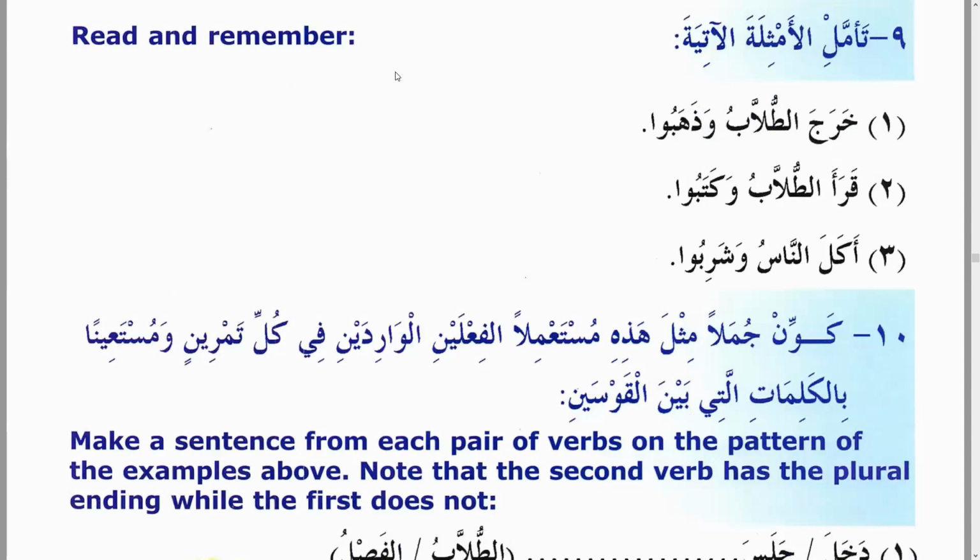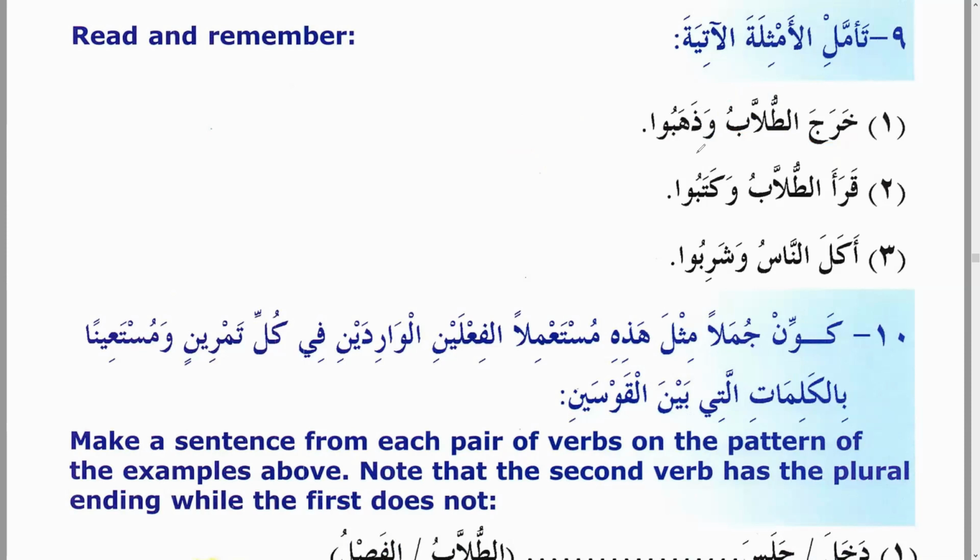So, for example, he gave an example here. Kharajat tullabu wa dhahabu. See, now the subject is coming in the sentence, so we use the singular form. But here, there's no subject coming. There's nothing here, so I have to use dhahabu. Right? The students came out and they went.